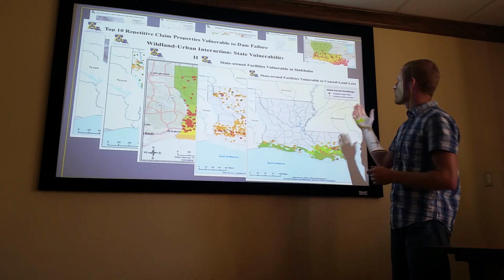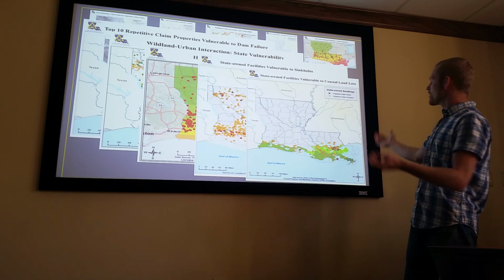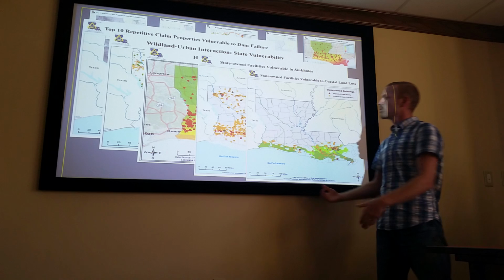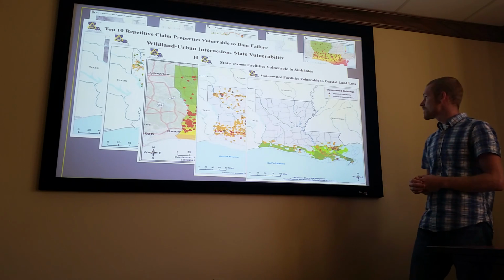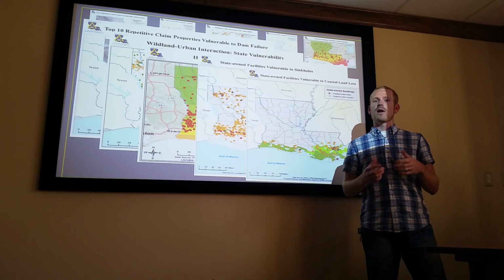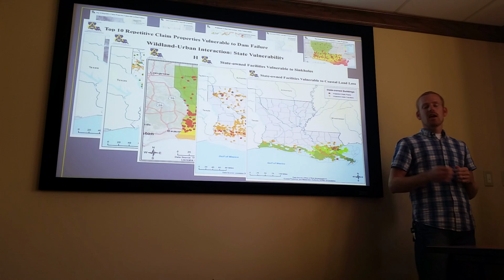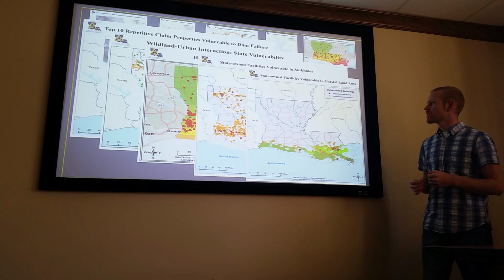Also looking at state-owned facilities vulnerable to coastal land loss. This is a subsidence map again. Within each subsidence zone, we were able to look at which state facilities were there and what the values of those facilities were. So we could see, okay, what's the vulnerability, what's the dollar amount that is exposed to subsidence, and which subsidence zone are they in? Is it a high subsidence zone or a lower subsidence zone?